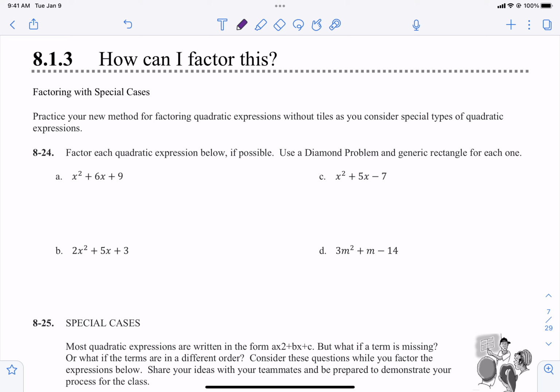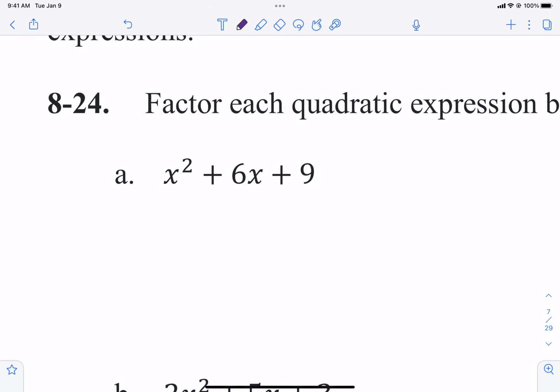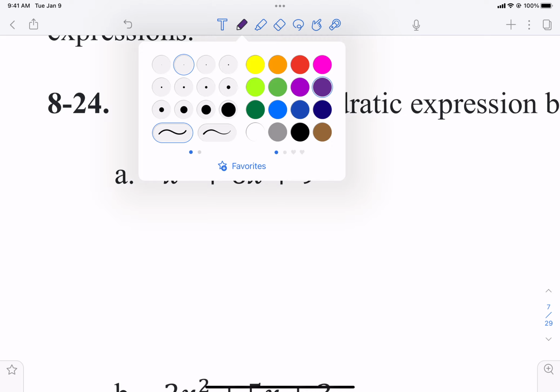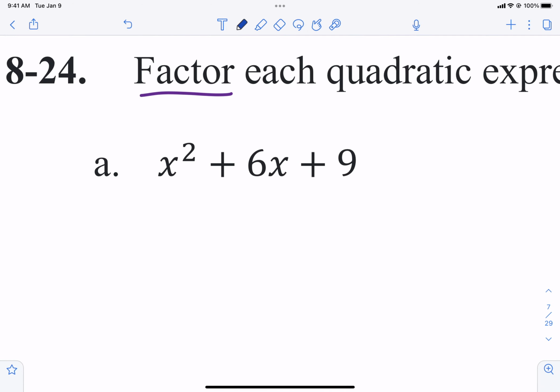So, in 8-24, we're given a problem over here that just is asking us to factor. Now, remember, when we factor, we want to write this as a product of the areas. So the way we're going to handle this is we're first going to look at this and notice that there is not a number in front here. So we're going to put a 1 in front to hold that spot.